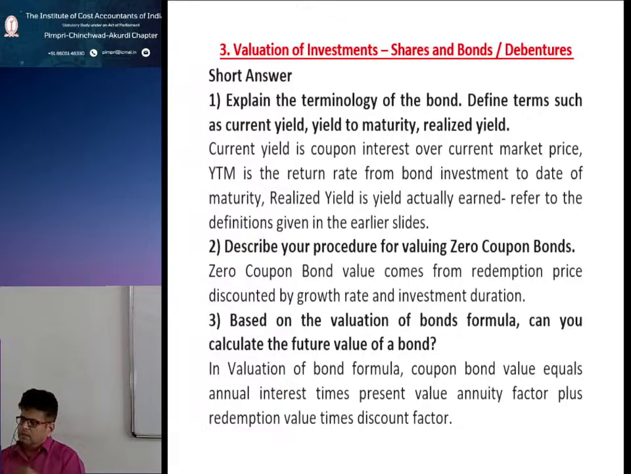So then we took the short answers, wherein we explained the terminology of the bond, defining terms such as current yield, yield to maturity, realized yield, and described the procedure for valuing zero coupon bonds. Zero coupon bond value comes from the redemption price discounted by the growth rate and investment duration. In the valuation of bond formula, coupon bond value equals annual interest times the present value annuity factor plus the redemption value times the discount factor.